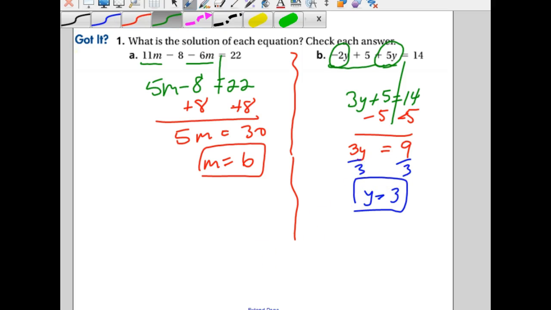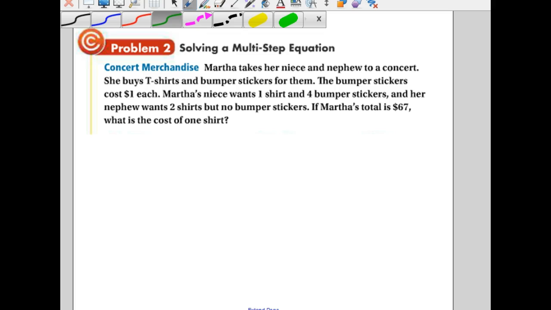Okay, then we have this question here. Martha takes her niece and nephew to a concert. She buys t-shirts and bumper stickers for them. The bumper stickers cost $1 each. Martha's niece wants one shirt and 4 bumper stickers, and her nephew wants 2 shirts but no bumper stickers. If Martha's total is $67, what is the cost of 1 shirt?